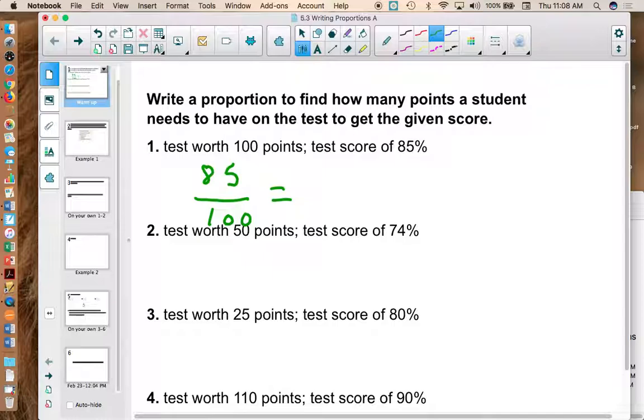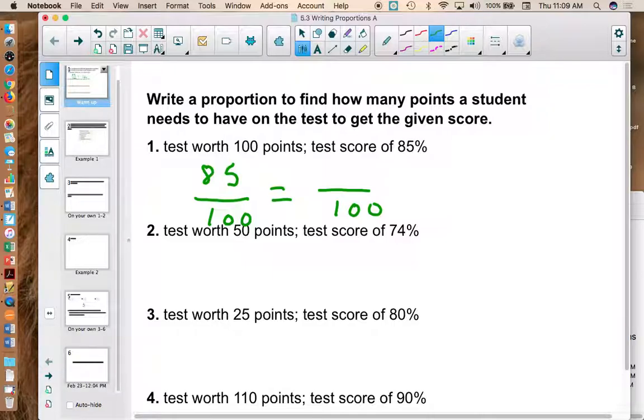Okay, now let's go back and find out something here. We have to be able to answer what question? What question are we gonna be able to answer if we were to solve it? Back to what the directions say. Write a proportion to find how many points a student needs to have on the test to get the given score. So, how many points are there on the test? It tells us that, doesn't it? I have 100 points. How many points does the student have? Does this tell us that? No.